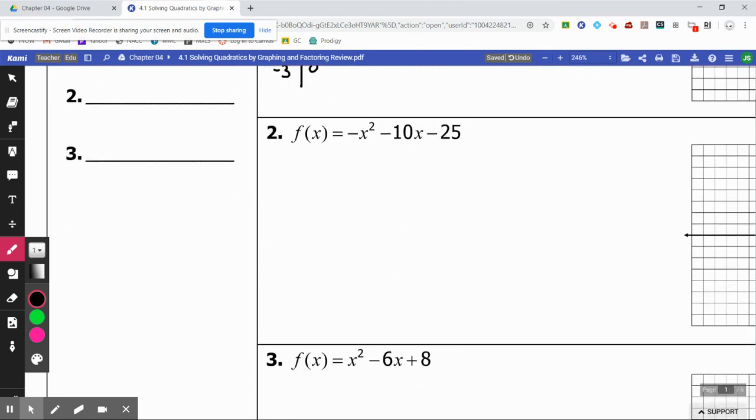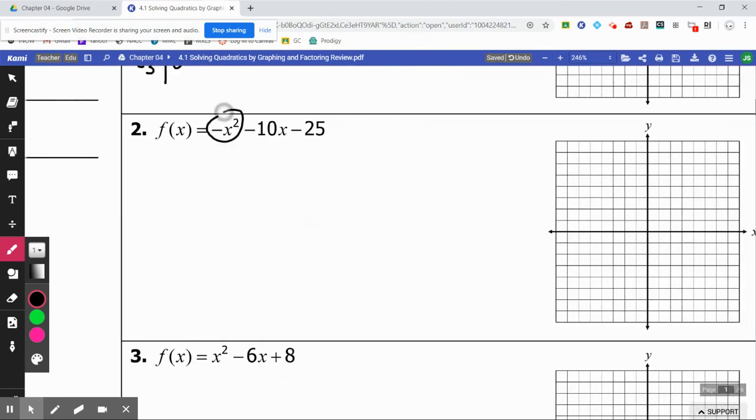Number 2, remember negative x squared, that you always square first and then take the negative. But we're going to start out with our axis of symmetry, negative b over 2a. The b value here is negative 10, so that's going to be negative negative 10 over 2 times negative 1, which is negative 2. So my axis of symmetry is located at negative 5. So we'll start there to find our vertex. So negative 5 in the middle.